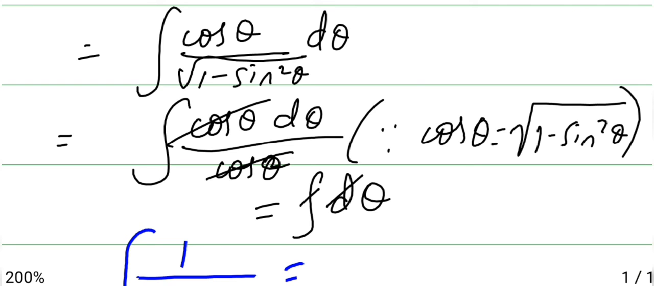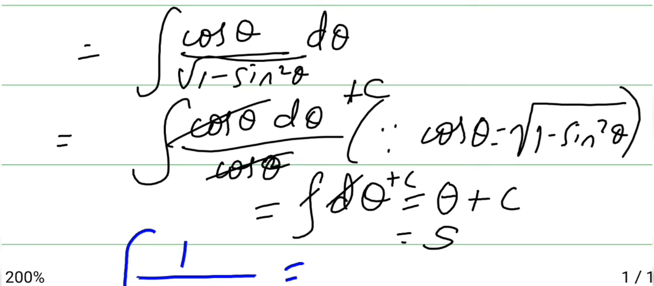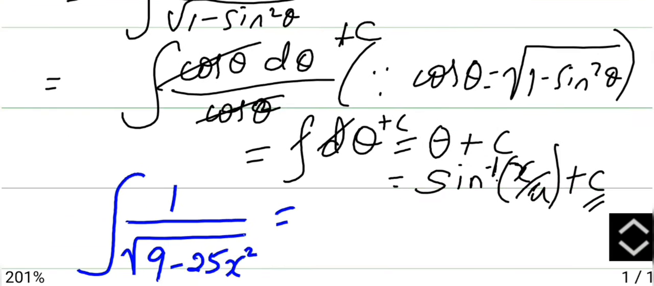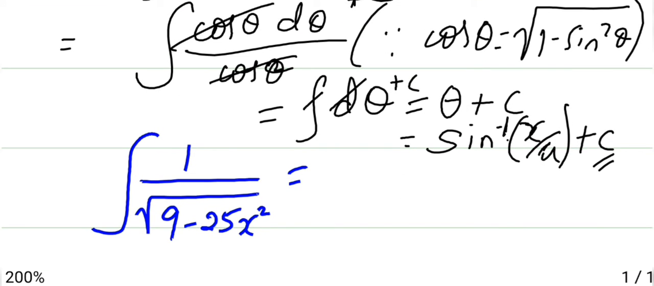This integral and differentiation cancel, we get only theta. And here you get plus c, so it will be theta plus c. Now what was the theta we had taken in the beginning? It was sine inverse of x by a, plus c. So the answer is sine inverse of x by a plus c for the given property.